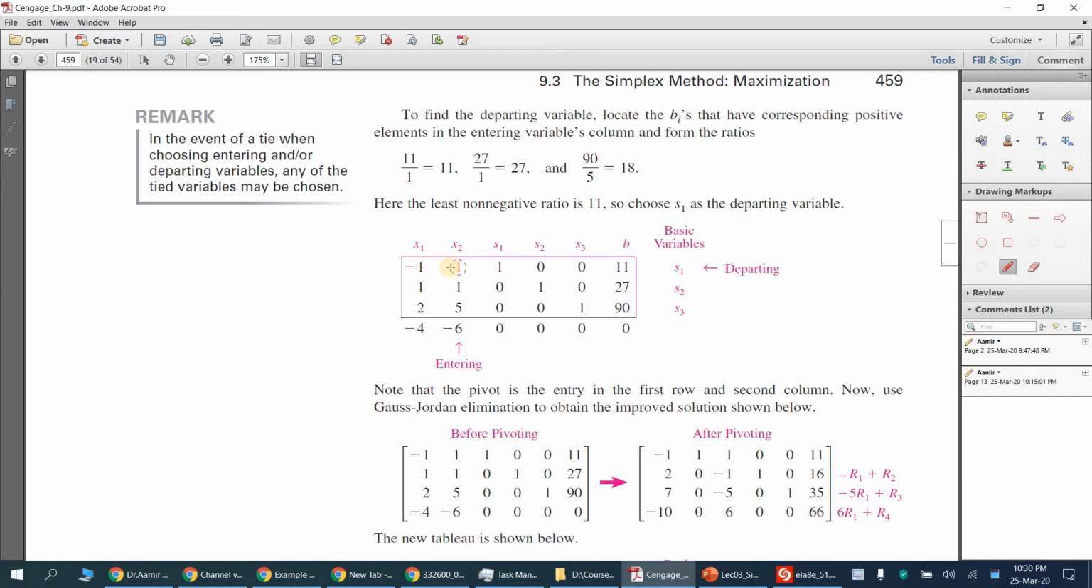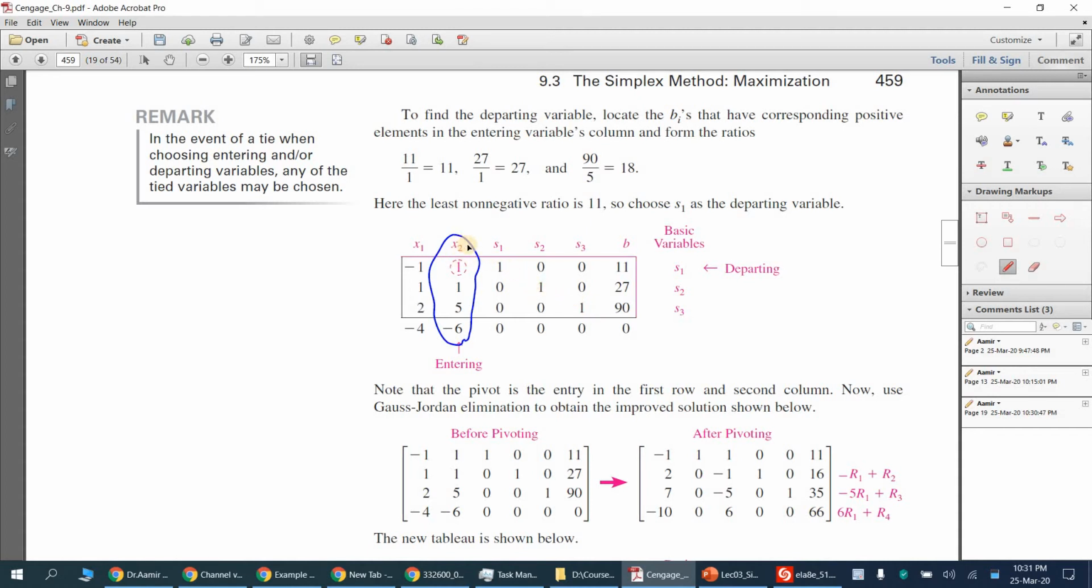Now remember, any variable that enters into the basic solution must have a structure like this: 1, 0, 0, or 0, 1, 0, or 0, 0, 1. That is the structure it must follow. And we want to put a 1 in this location because this is the place from where one of the variables has left. So because S1 is leaving, S2 and S3 have the ones in these locations.